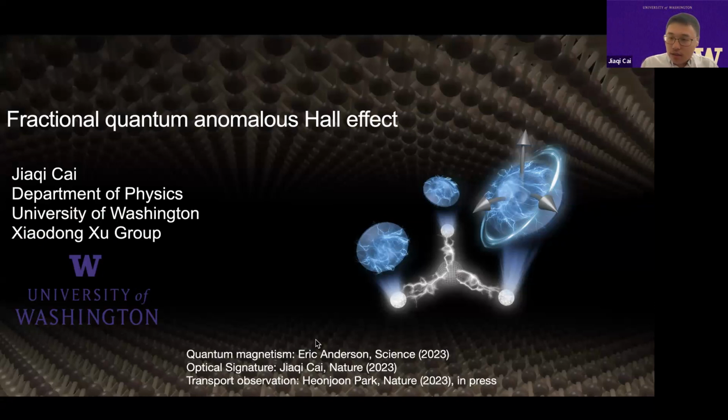There is a series of reports that we recently published by Eric about the quantum mechanism. I won't talk a lot about it today, but it's also very interesting. There's another paper at almost the same time about the optical signature of these fractional quantum anomalous Hall states. But very recently, we reported the observation of this Hall effect in transport measurement.